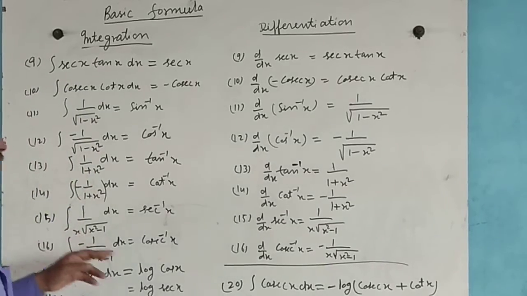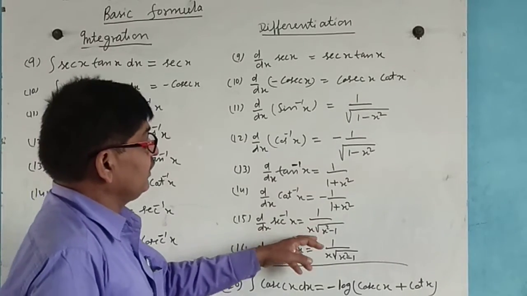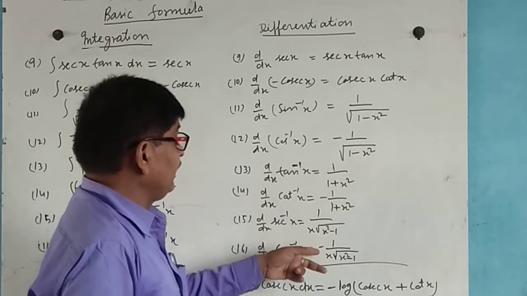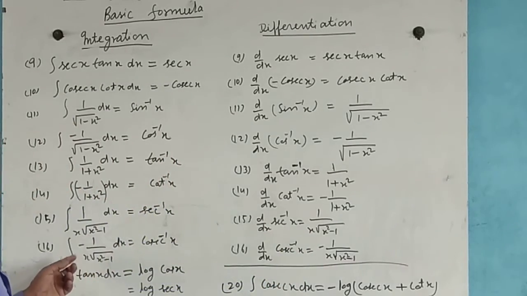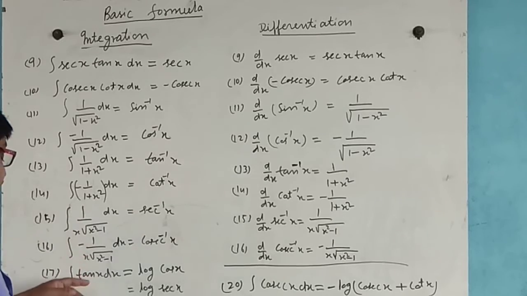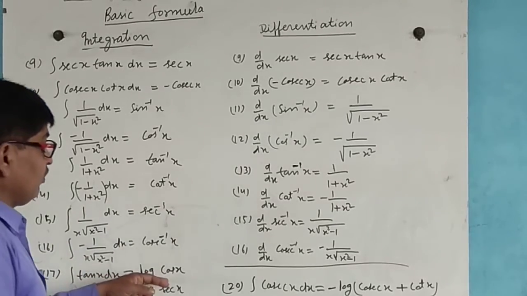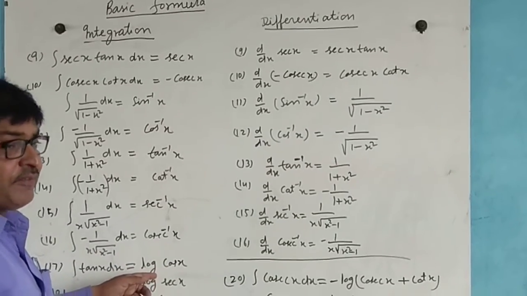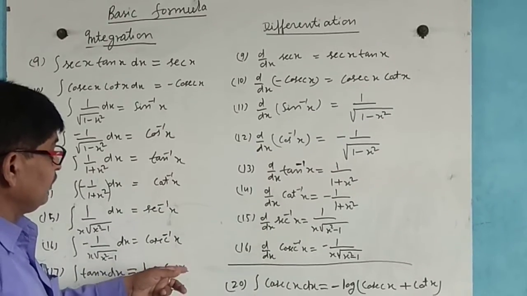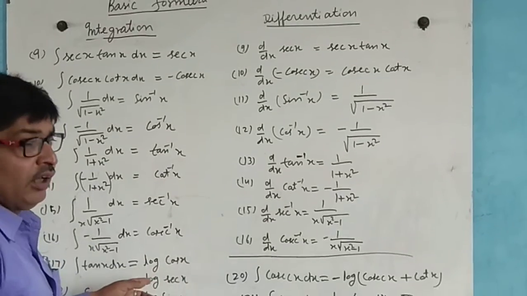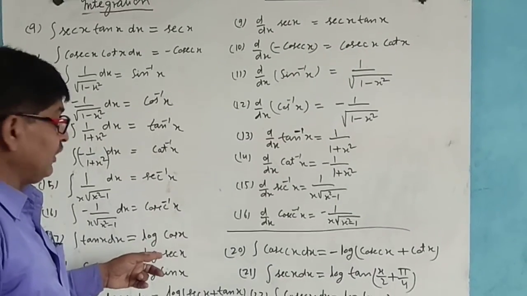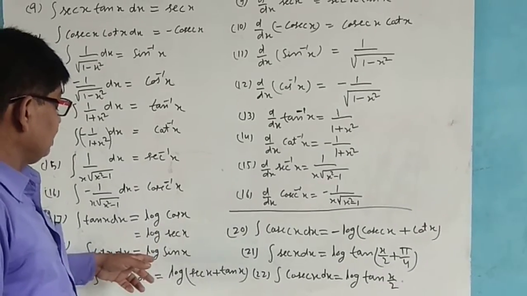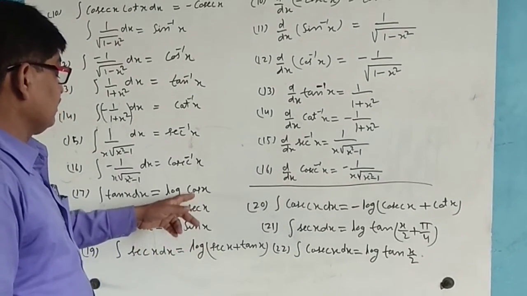Sec inverse x is 1 by x under root x square minus 1, and for cosec inverse x only the sign differs. Here also only the sign differs. Integration of tan x dx is log sec x, or log cos x reverse of sec x, and cos x equals 1 by sec x. Log m by n equals log m minus log n, log 1 is equal to 0, so that it is just like sec x.